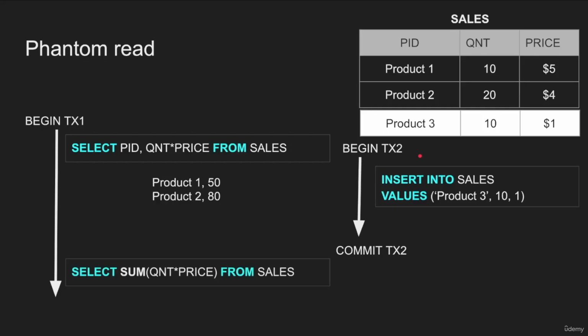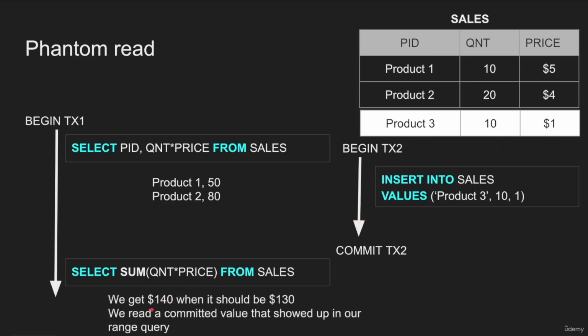So now what we do here in your original transaction, you're going to do a sum quantity from sales, which doesn't have a bound. It's an unbounded query. There is no bound to it. So that means we're going to, unfortunately, sum all of them, including product 3. Yikes. So we get 140. We should be at 130. We read a committed value, not really dirty, and that just happened to show up in our range query. Okay?